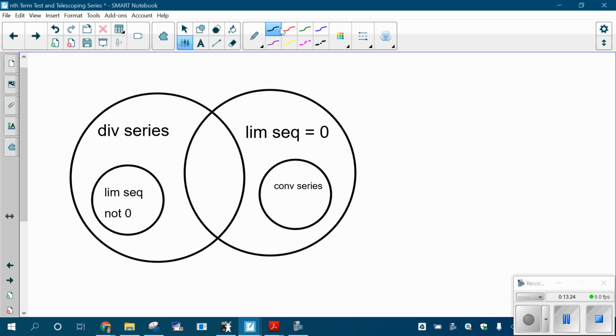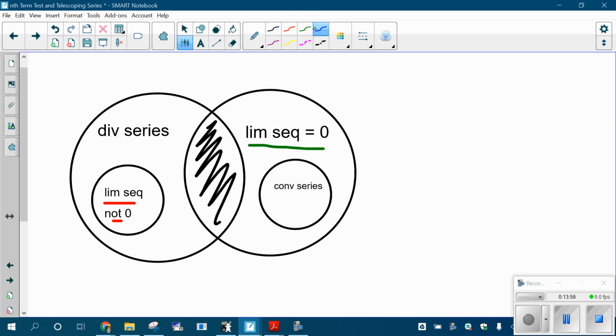What this says is, if the limit of your sequence is not 0, then you're in a divergent series. If your terms aren't even getting closer to 0, of course the series diverges. However, just because your terms are getting closer to 0 doesn't mean it's necessarily a convergent series. All convergent series have their terms getting closer to 0, but not all series with their terms getting closer to 0 are convergent. There's this sliver here.